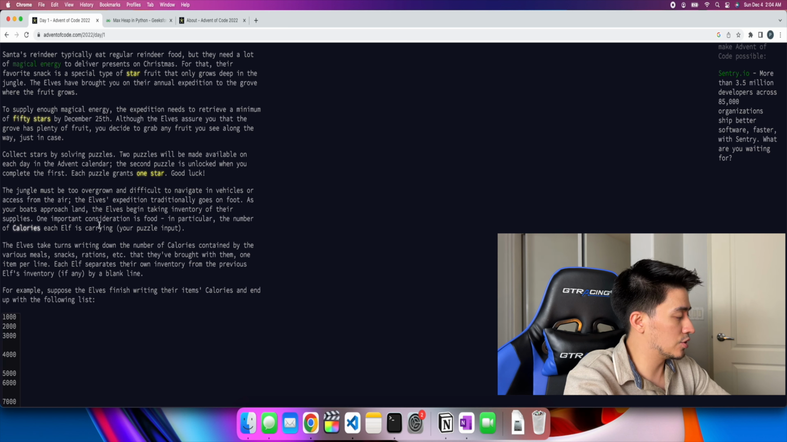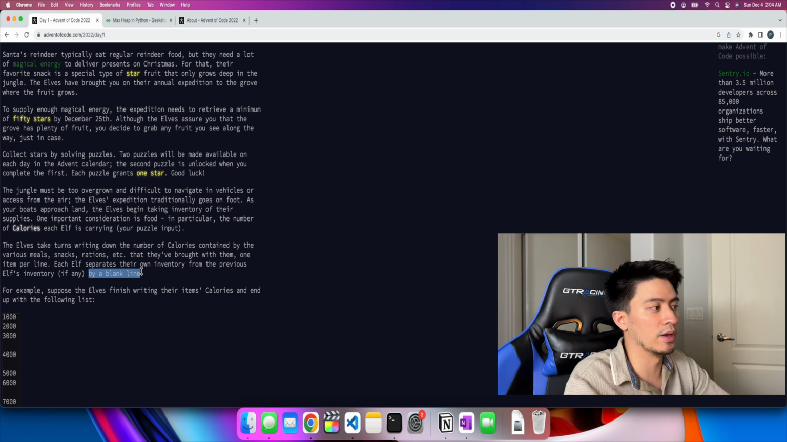The elves take turns writing down the number of calories contained by the various meals, snacks, rations, etc. that they've brought with them, 1 item per line. Each elf separates their inventory from the previous elf's inventory, if any, by a blank line. So that blank line is going to be a big indicator for us in terms of the input, so that we can differentiate between one elf and another.